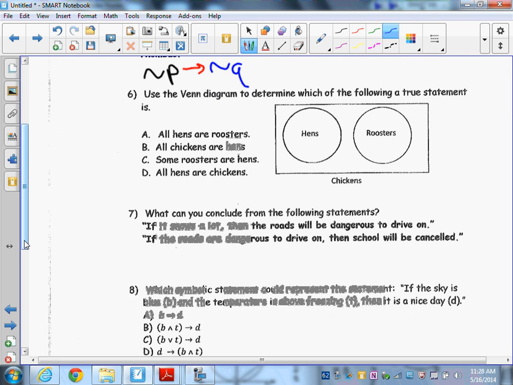Another thing that we had to do is Venn diagrams, which I think most people are pretty good with. So we use that on the right here. It says all hens are roosters. Well, that's not true. Every hen is a rooster.